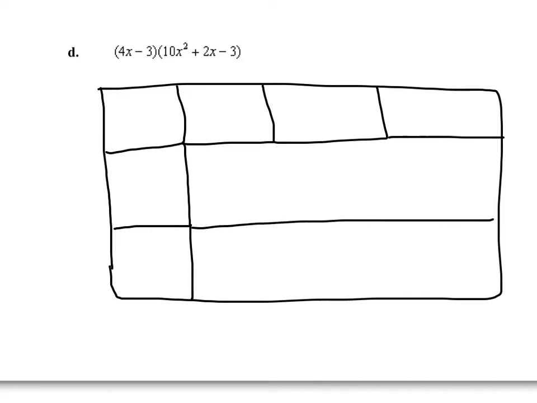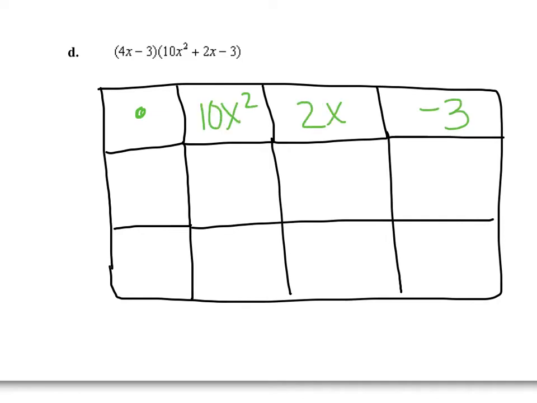And then this will all fill in. Right, so I've got my multiplication right here. I've got 10x squared, 2x, and a negative 3. Don't forget the negative sign. 4x and a negative 3.